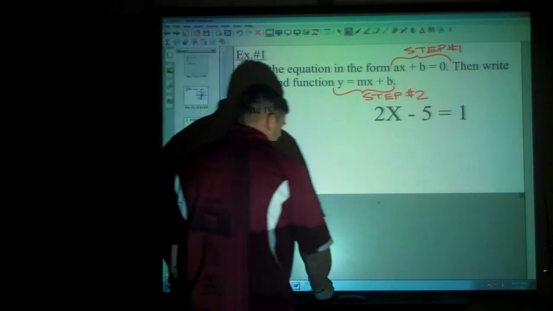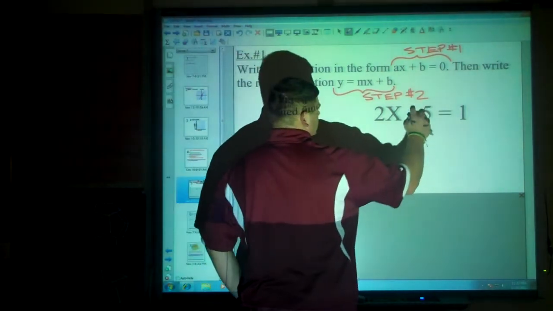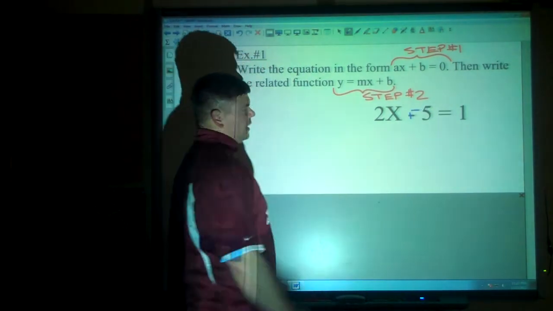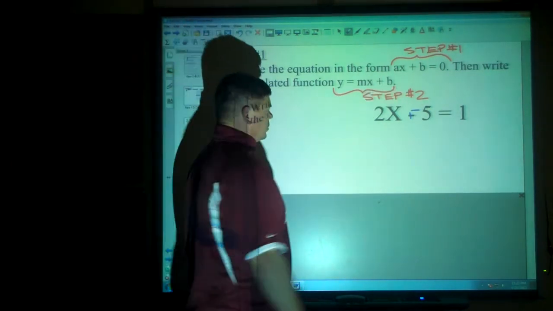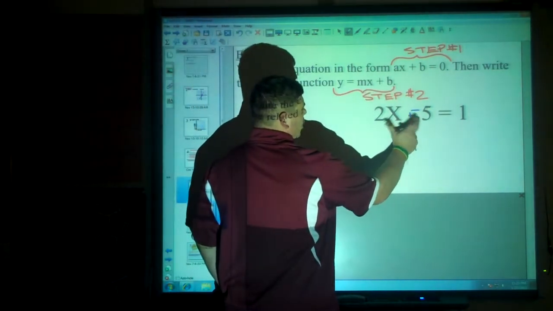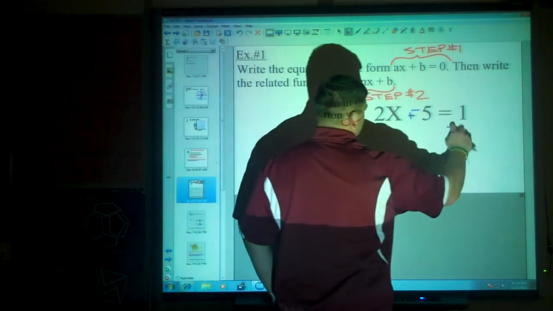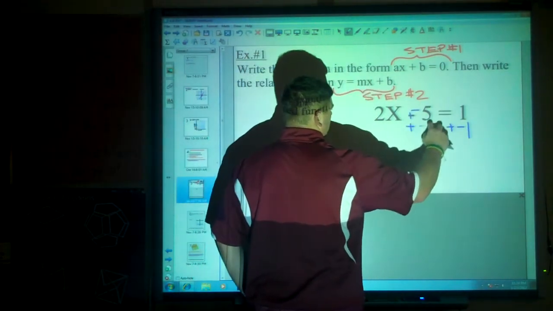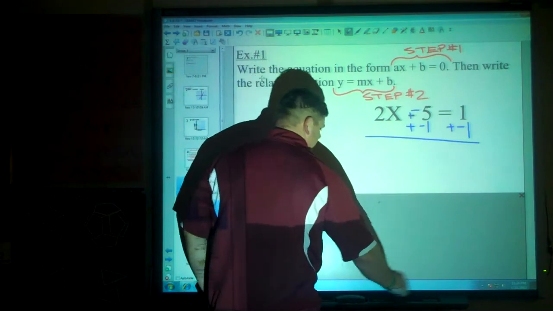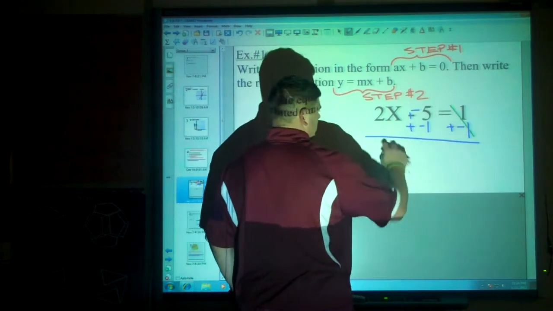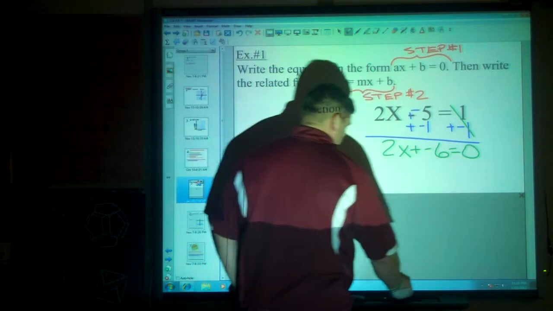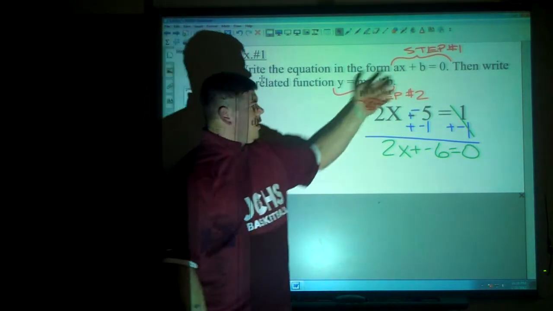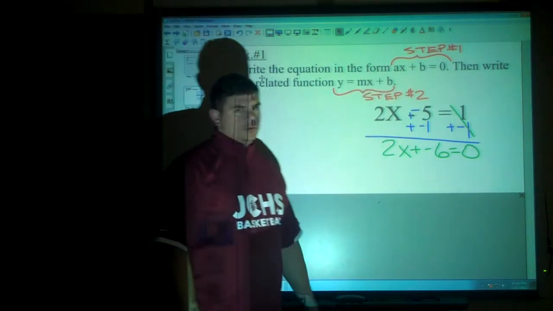2x minus 5 is equal to 1. We can change this to plus negative 5 so that we don't make any mistakes with our signs. And our objective is to get everything onto one side so it equals 0. Rather than trying to move both of these to the right, it's probably easier to just add negative 1 to both sides. Now those cancel out. 2x plus negative 6 is equal to 0. We just took care of step number 1. We got everything onto one side and made it equal 0.